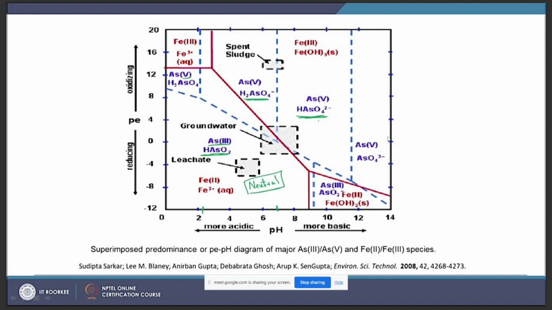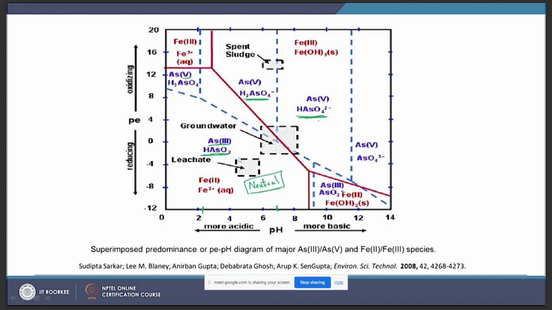So the correct options are B, that leachate staying in lower pE and pH ranges implies it can travel far distances without changing the concentration as arsenic is prevalent in arsenic 3 form and prefers to stay dissolved. We can see that when pE and pH values are low, arsenic is mainly in the form of HAsO2, that is the arsenic 3 form, and it stays dissolved till pH around 8.5 to 9. So this statement is correct.